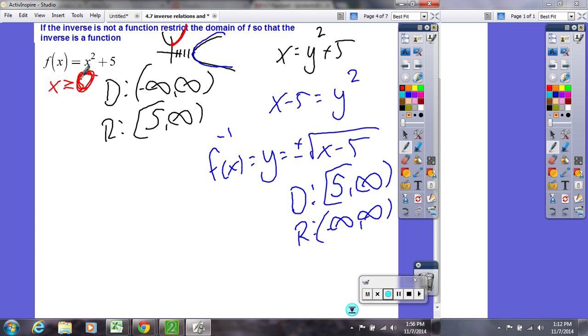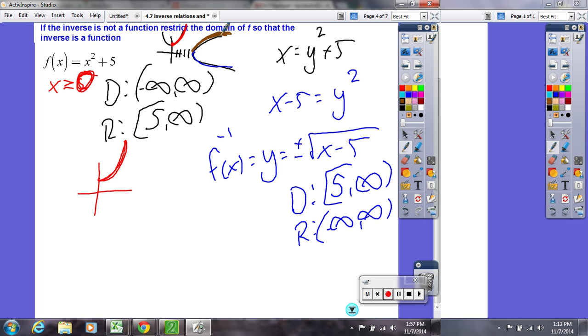Does that make sense? Now I restricted my domain, so the only part I have is this part of the graph. Is that now one-to-one? Is its inverse going to be a function now? And that part is this part right here. That red corresponds with the brown part.